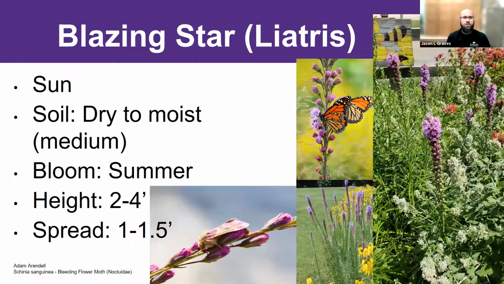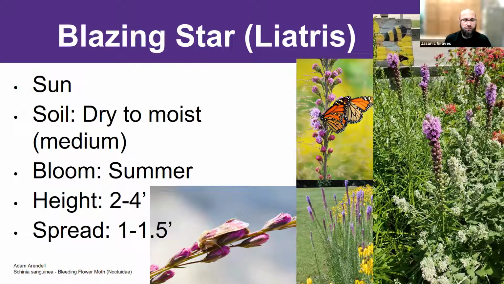Blazing Star, a lot of folks are familiar with this one. Of course, it's getting ready to bloom now, at least here in Salina. The blooms are just beginning, and so it's going to be a great summer addition as well. It gives you kind of an upright form. Sometimes you do have to stake these. They can get a little bit floppy at times.